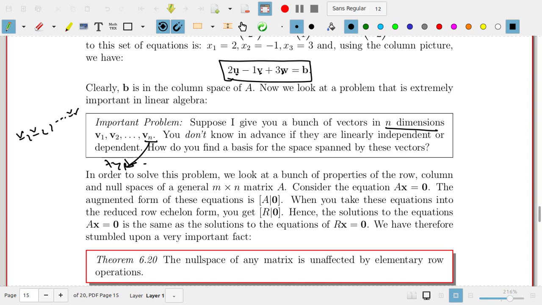Now notice that if we are in n dimensions, and this should be vr, right? So if we are in n dimensions, and if r is greater than n, then this bunch of vectors is linearly dependent, because the number of vectors is greater than the number of dimensions.